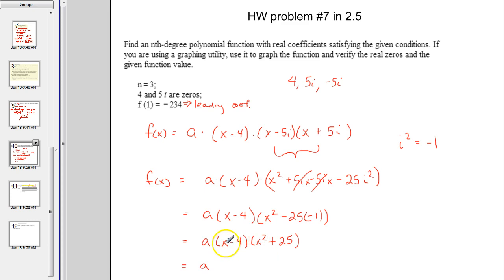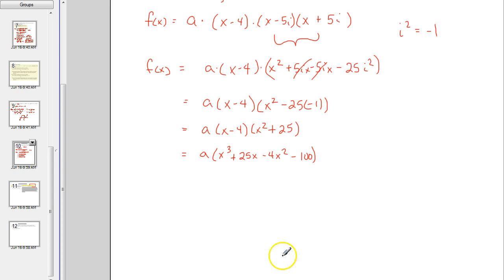Alright, and then finally multiply these together. So FOIL it again, x times x squared is x cubed. x times 25 is positive 25x. Negative 4 times x squared is negative 4x squared. Negative times a positive is a negative. 4 times 25 is 100. Alright, and then we're going to clean this up a bit, meaning write in descending order. So x cubed minus 4x squared plus 25x minus 100.